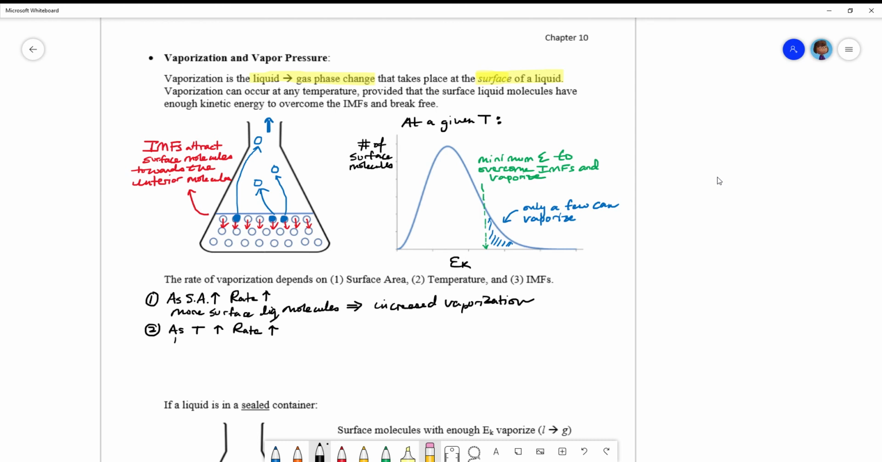So higher temperatures cause higher kinetic energy in our surface molecules. And if they have higher kinetic energies, that means that more will be able to break free and vaporize. And so this, of course, leads to increased vaporization. Oops, I should say increased vaporization rate.